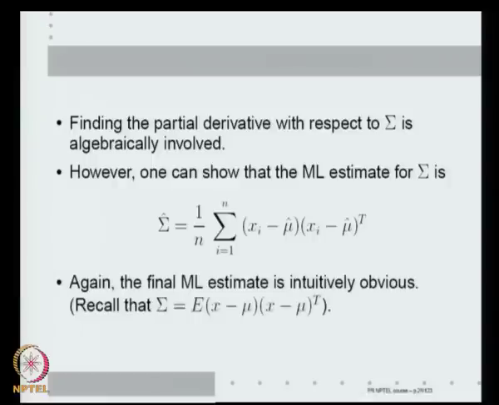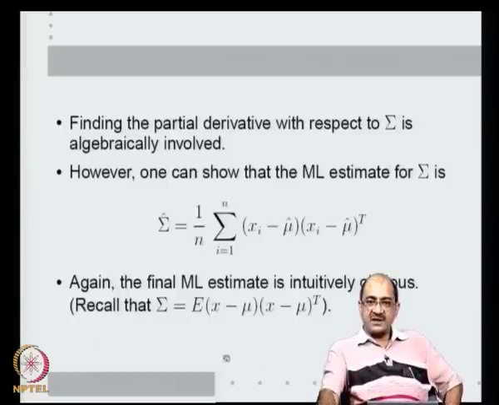Why do you say intuitively obvious? We know how the sigma matrix is defined. For the given density, sigma is nothing but the expected value of (x minus mu)(x minus mu) transpose. So, if you want to estimate it, I want to take the sample mean of this expectation, that will be (xi minus mu)(xi minus mu) transpose summed over i equal to 1 to n, multiplied by 1 by n, but I do not know mu. So, I substitute mu hat. So, intuitively this is what we should expect the ML estimate for sigma to be, and it turns out to be that, even though the algebra is rather involved and I have just skipped it.